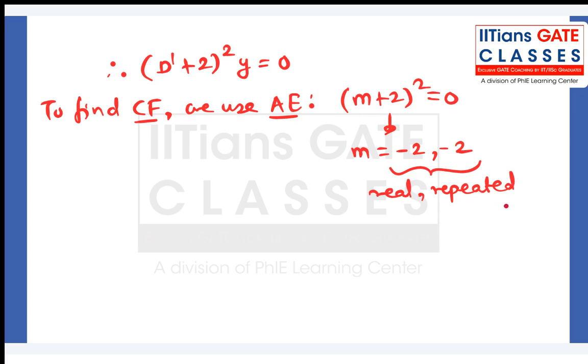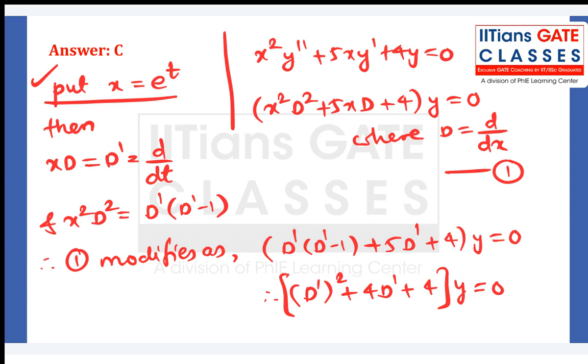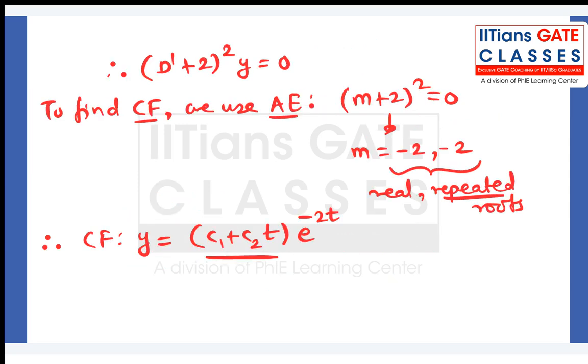So in such cases your complementary function is nothing but y equal to (c1 plus c2 t) e power -2t. Since it is repeated, this kind of factor is multiplied by e to the power mt. So m is -2 here, so it is e power -2t. But this is not the final answer, right? Our equation started from x and y, but here we are getting y as function of t. So we are supposed to do the back substitution.